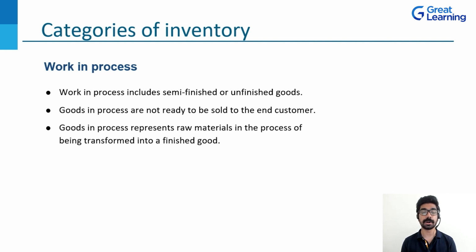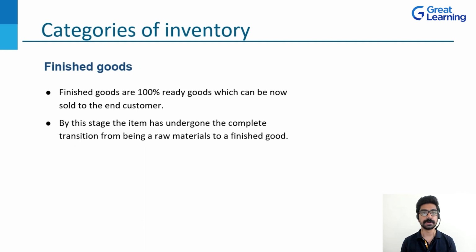In work in process or goods in process, the item does not fall under the category of raw material, nor a finally finished product. It is a stage in between. It is in the transition phase from the raw material to the complete product. Goods in process represent raw materials in the process of being transformed into a finished product, which I've already conveyed. Next comes finished goods.